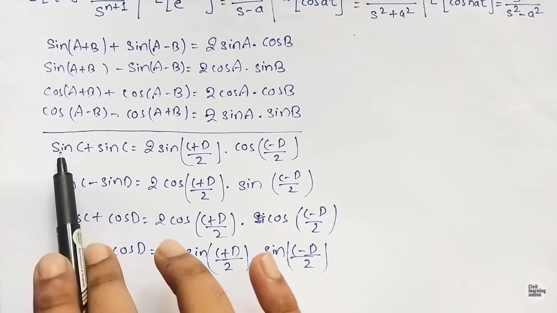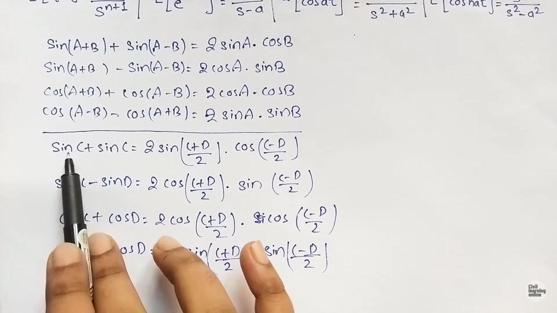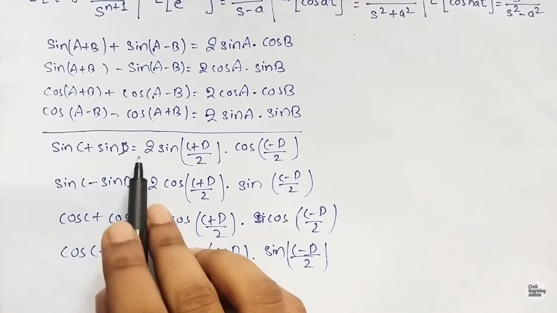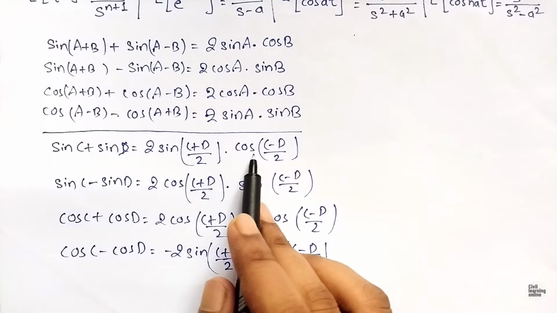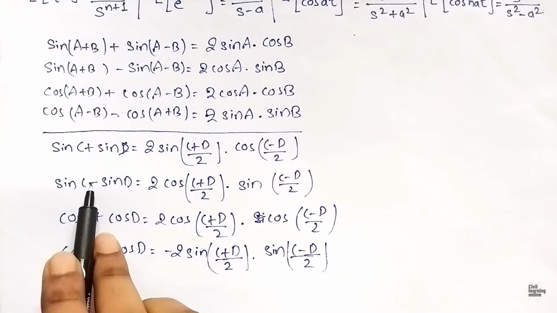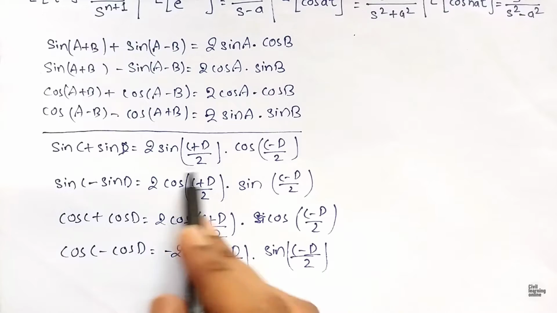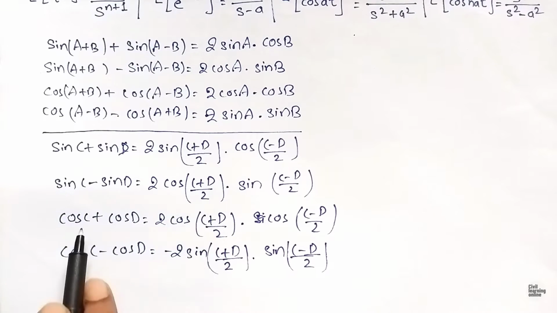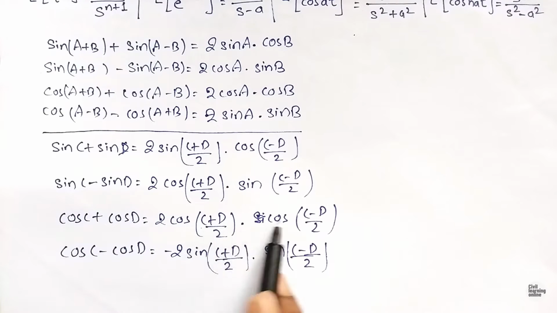You will find a similar kind of trick in these formulas also. Sin c plus sin d is 2 sin c plus d by 2 times cos c minus d by 2. Similarly, when it gets minus, then cos becomes cos c plus d by 2. Similarly, when it is cos c plus cos d, then we get cos c plus d by 2 times cos c minus d by 2 times 2. Similarly, when it gets minus, then both become sine, and we bring the negative sign to the front.